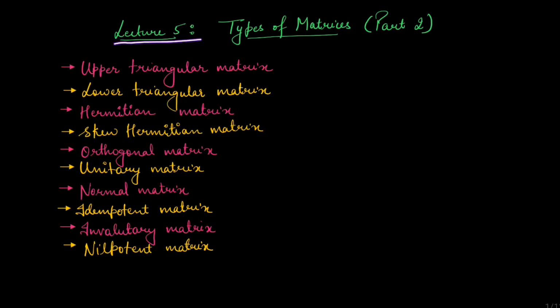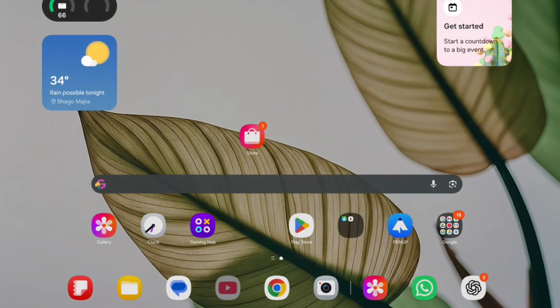This is the fifth lecture on the series of matrices, and this lecture is a continuation of part 1 of types of matrices, which is already uploaded in the matrices playlist. This is where you are going to find this lecture.